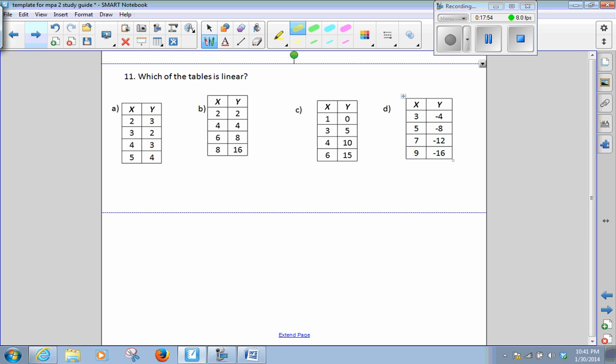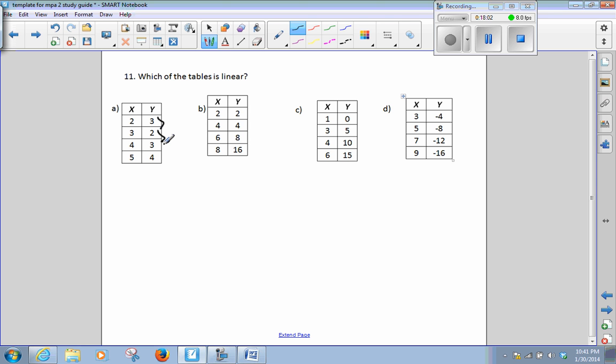Number 11, which one is linear? You could graph them on a coordinate grid and see which ones line up. Or another option is to find your rate of change. And remember, on a table, if the rate of change is constant, then you know that they would line up to be a linear pattern. So from 3 to 2 is a -1. From 2 to 3 is a +1. From 3 to 4 is a +1. And these are all going up by 1 every time. Well, change in y over change in x, -1 over 1 is not the same thing as +1 over 1. So the rate of change isn't constant, so it can't be A.